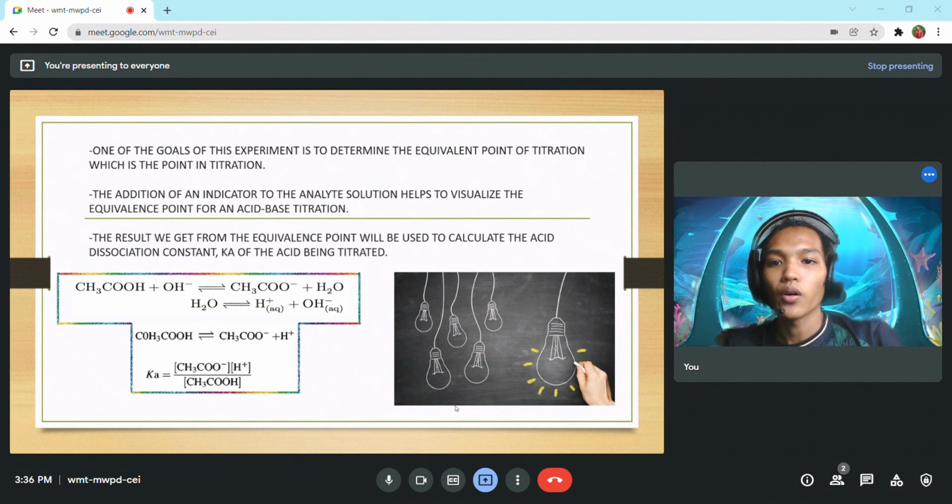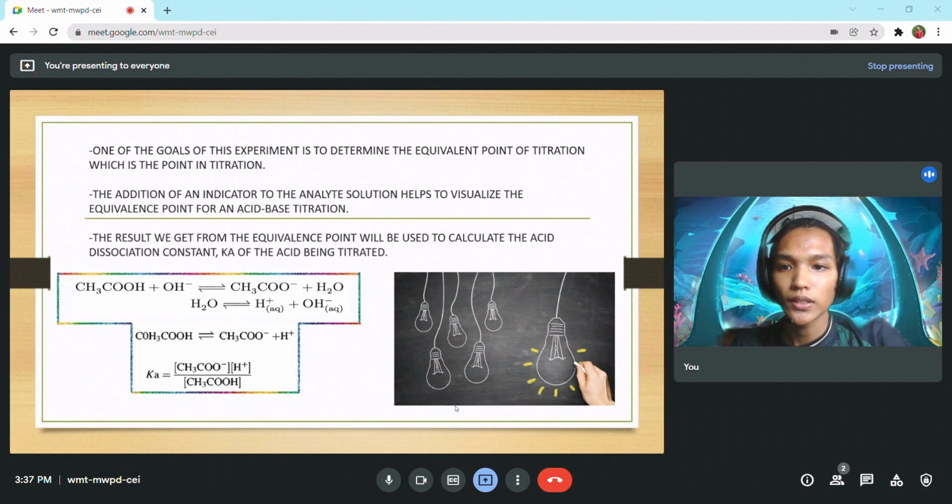One of the goals of this experiment is to determine the equivalent point of titration. The addition of an indicator to the analyte solution helps to visualize the equivalent point for an acid-base titration. The result we get from the equivalence point will be used to calculate the acid dissociation constant of the acid being titrated. This formula is used in this experiment.